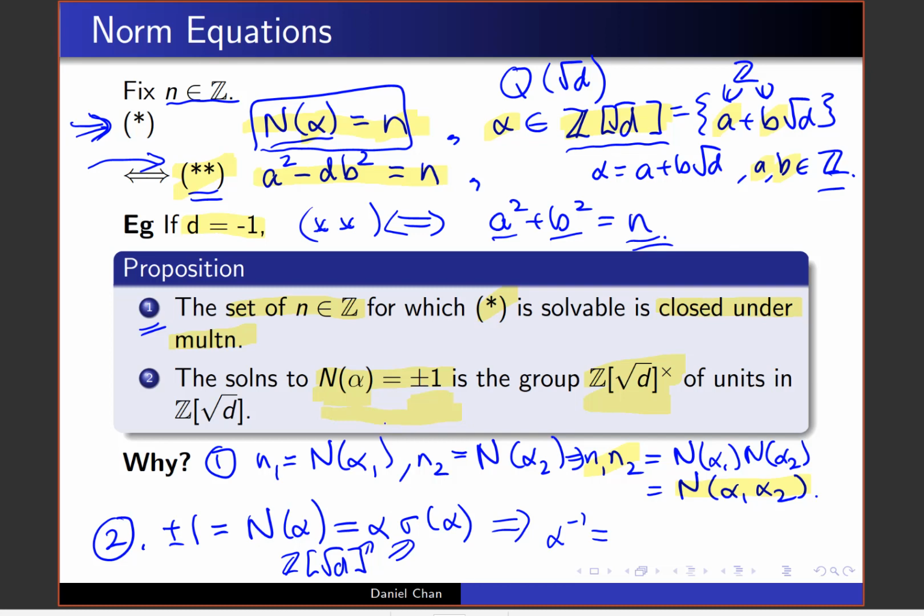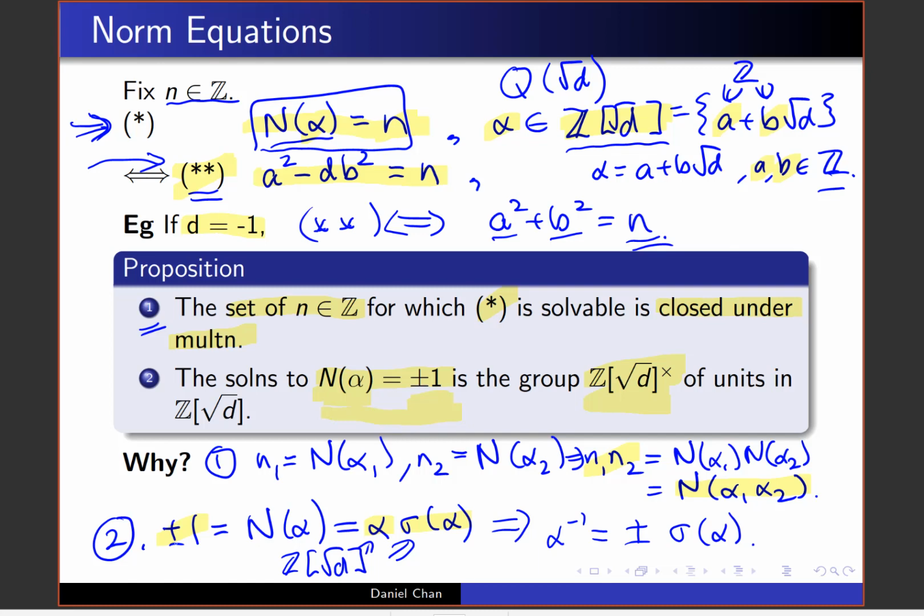Well, since this alpha times sigma of alpha is plus or minus 1, that gives you the fact that alpha is invertible, and the inverse is in fact equal to plus or minus sigma of alpha. When you multiply alpha by plus or minus sigma of alpha, you'll get plus or minus the norm, which will get you 1.